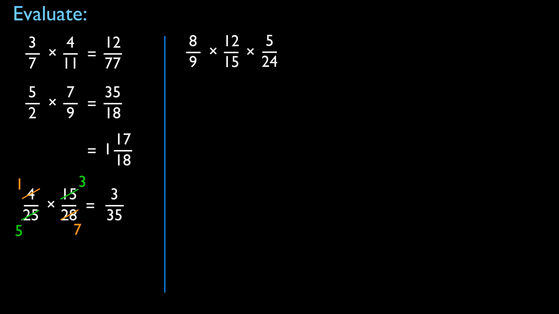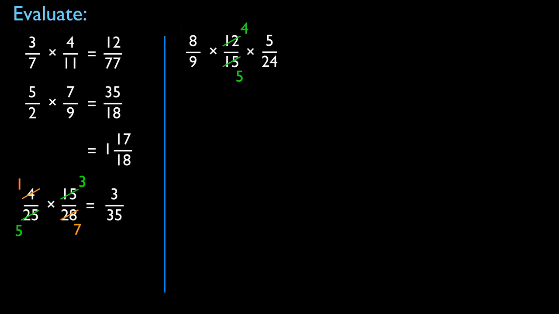Looking at 8 over 9 times 12 over 15 times 5 over 24. Well, here we go. We're going to do all kinds of reducing here. Any numerator can be reduced with any denominator. So I might go directly to the 12 over 15 and say 12 is divisible by 3 to make it 4, and the 15 is divisible by 3 to make it a 5.